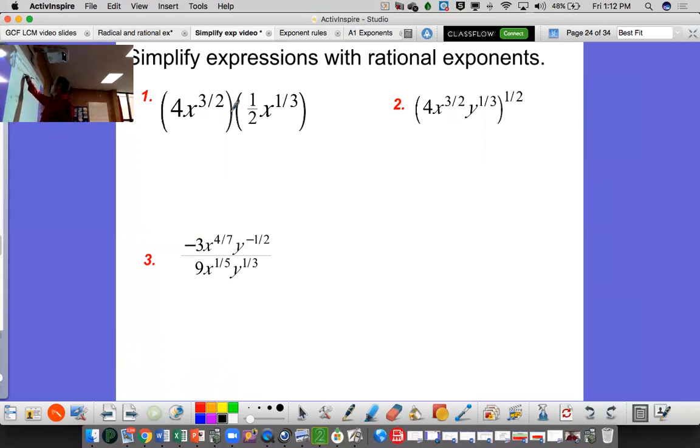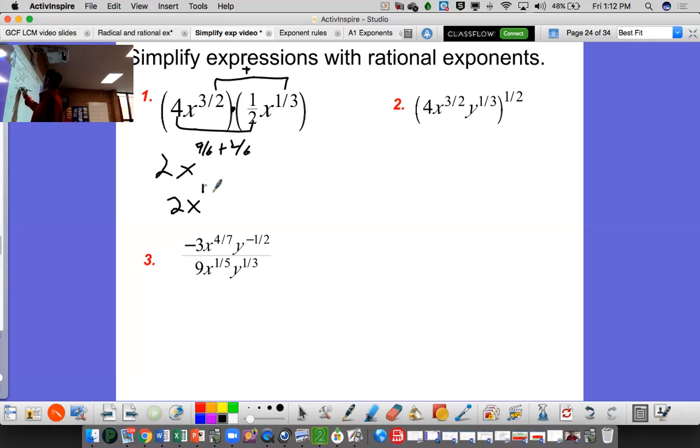So first problem here, we have a product of like bases. So the question is, what do I do with the coefficients? You do what's between them. Coefficients get the normal, whatever's between them, treatment. 4 times 1/2 is 2. Then you'll add these exponents. We'll add those together. And for those, I'm going to probably turn them into 6s, something over 6. So this would really be 9 over 6 plus 2 over 6, which means I have 11 over 6. So this would be 2x to the 11 over 6.